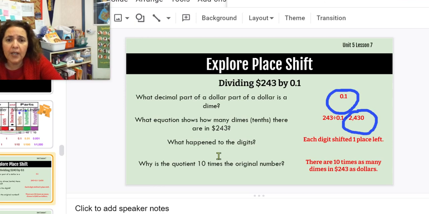Okay. So what's happening to the digits? They each shifted one place over, right? And they all shifted to the left because you're getting more pieces. So why is the quotient 10 times the original number? Because there are 10 times as many dimes in 243. There's 10 dimes in $1. So they're all shifting one place over. All right.